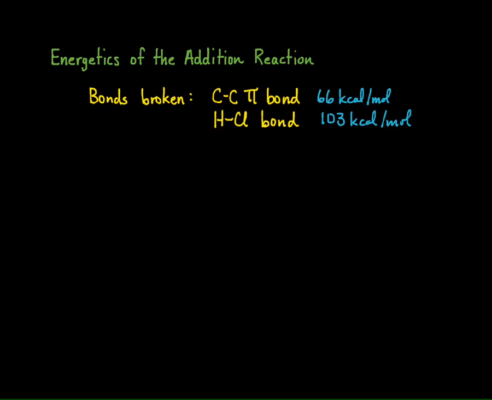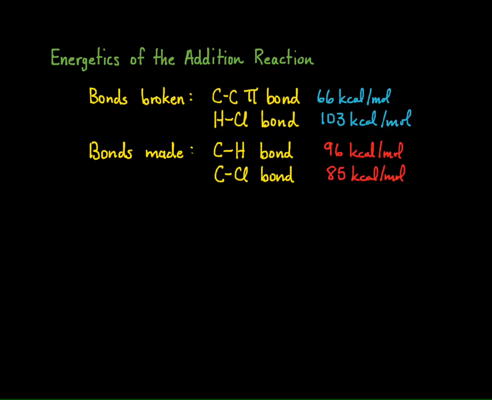So notice these are bonds in which we have to add energy to break them. Then we have bonds that are made. We have a carbon-hydrogen sigma bond, which releases 96 kilocalories per mole of energy. We also have a carbon-chlorine bond, which is a little bit less energy, but still 85 kilocalories per mole released. So we have to look at the net effect: I have to add the 66 plus the 103 kilocalories per mole of energy to break those bonds, and then in the process, I release the 96 and the 85.